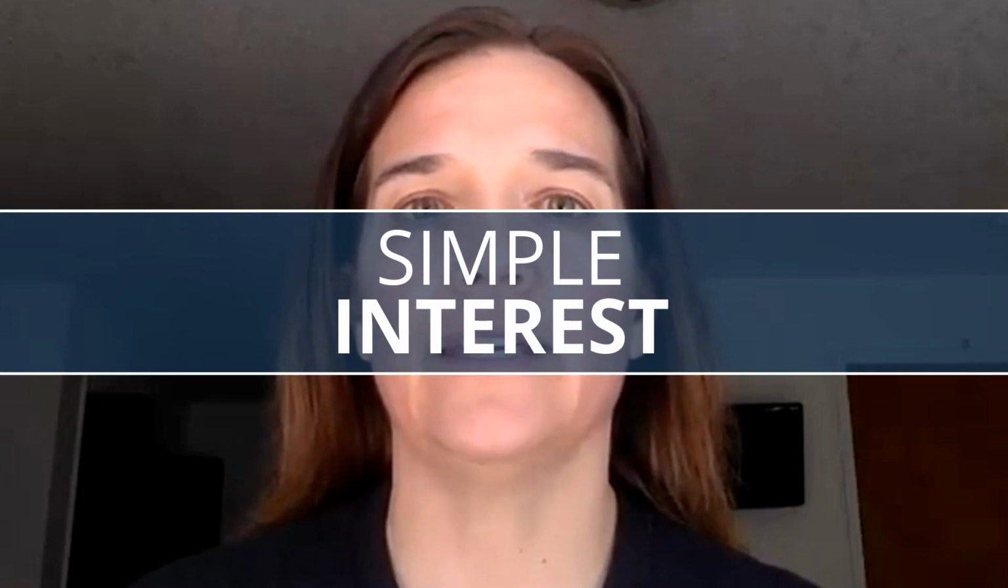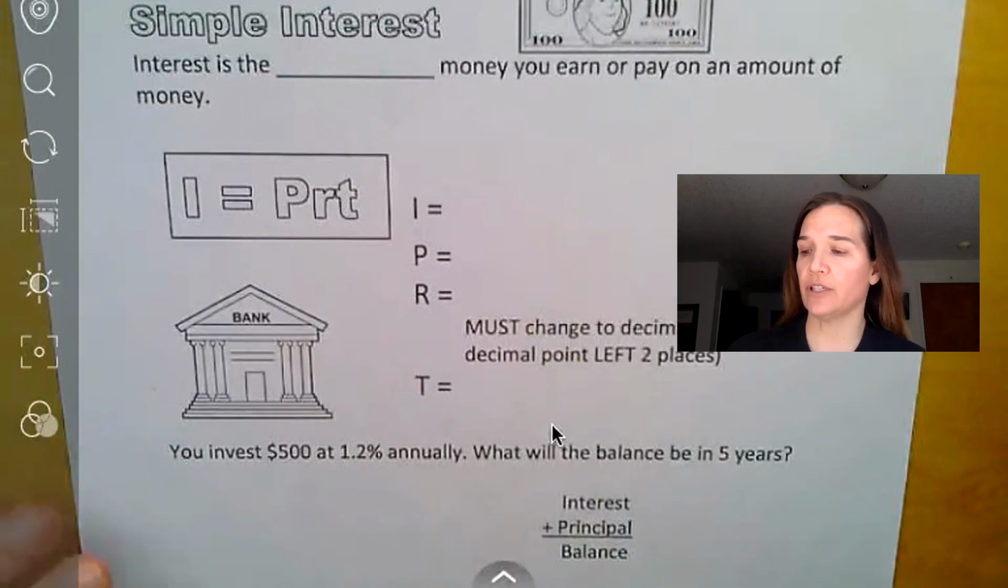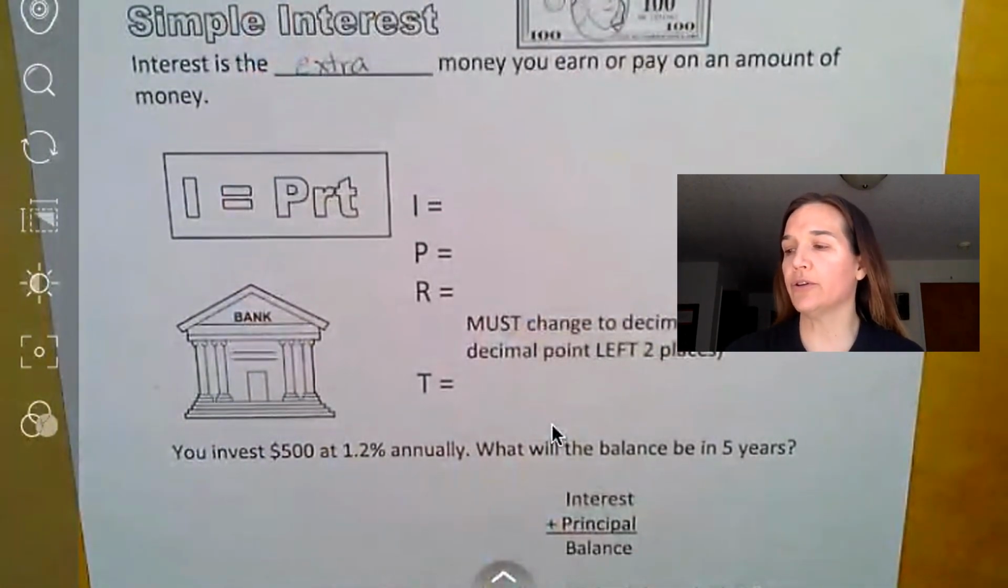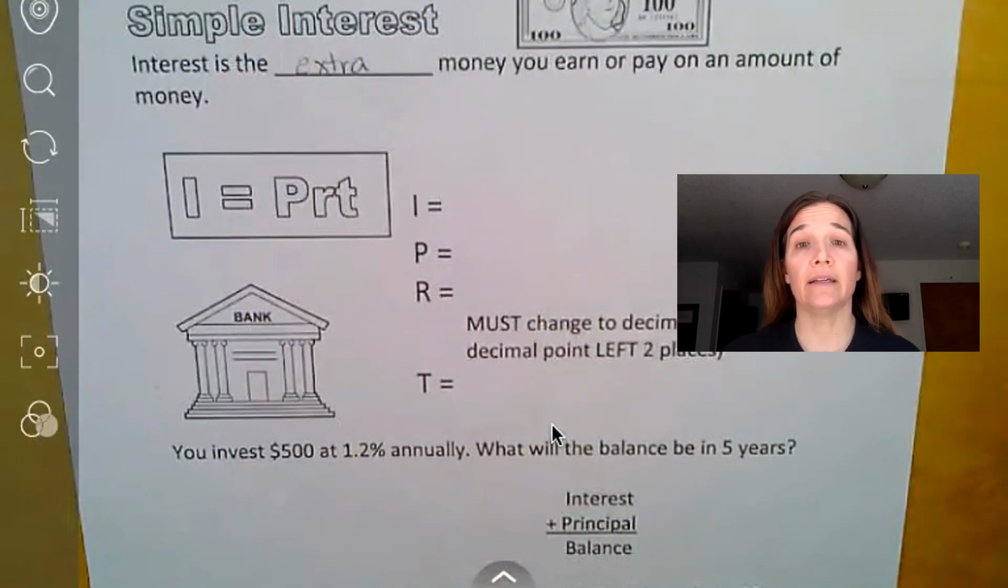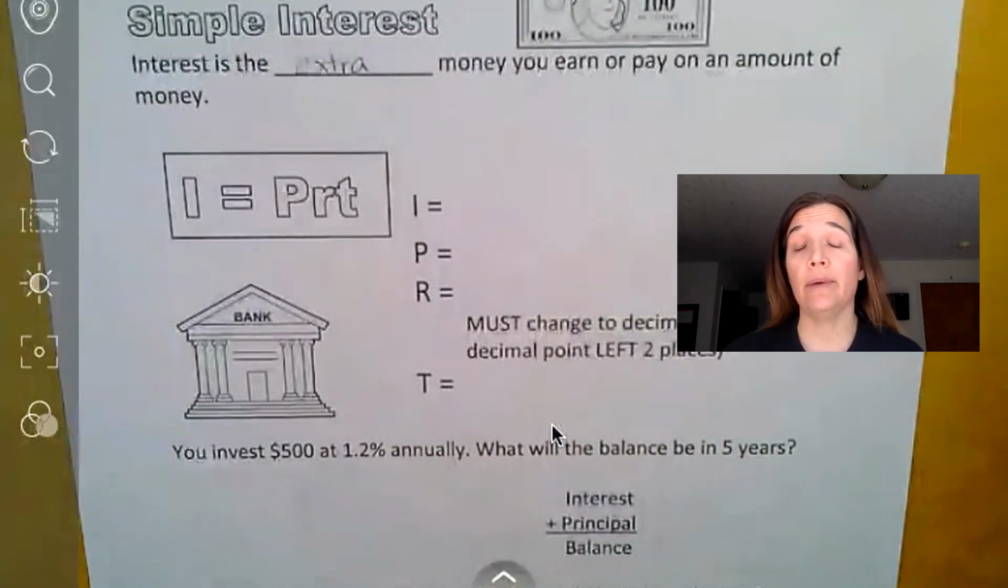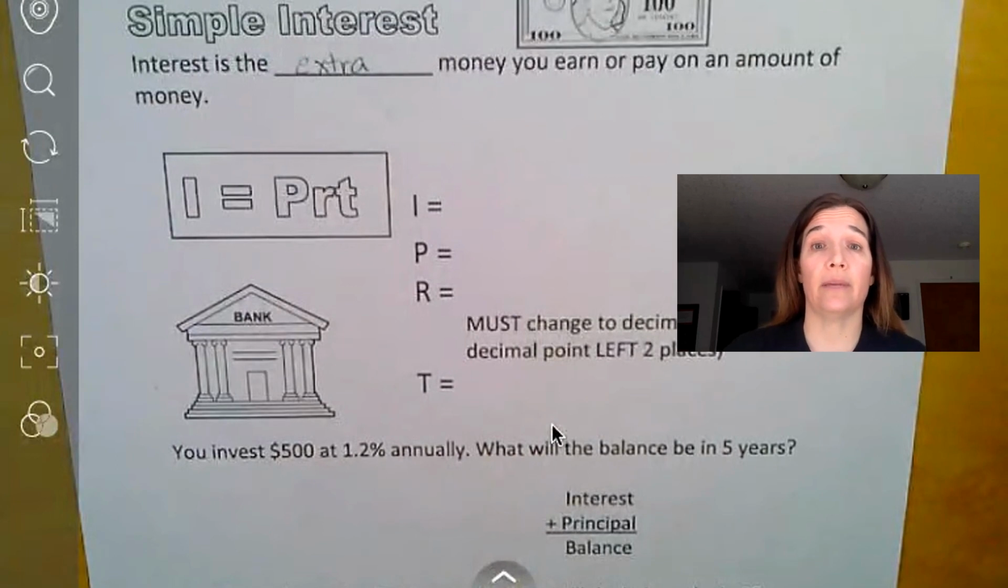Right, today guys, we are going to be looking at simple interest. First off, interest is just the extra money that you can either earn or pay on an amount of money. Basically, if you borrow money from a bank, you take out a loan, and then you have to pay them that money back. If you borrow $100, you have to pay them that 100 back, but they're also going to charge you interest for letting you use their money. So that extra money you have to pay them back is the extra interest that you owe them.